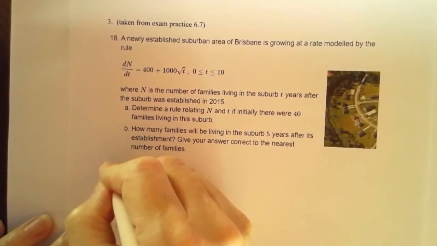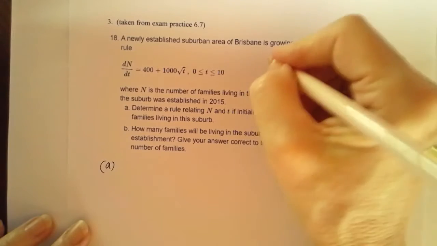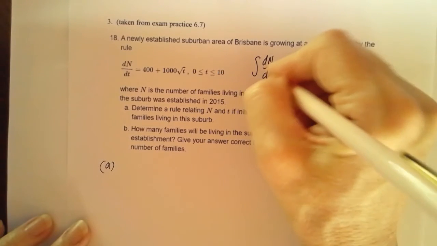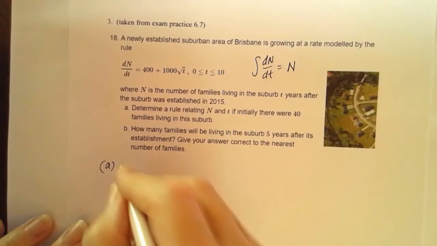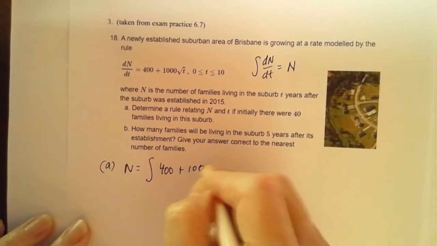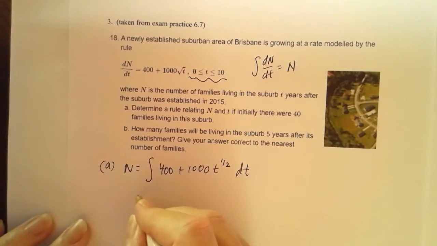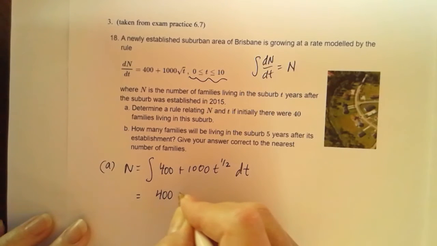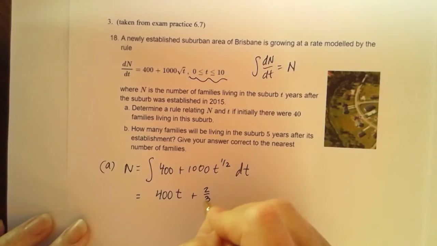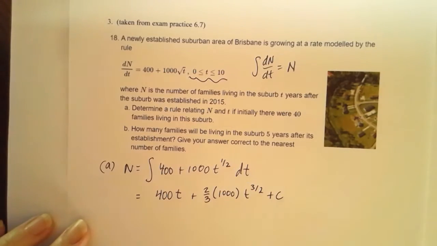So A says, determine a rule relating n to t. So we want to go back. We want to know that the integral of dn/dt is equal to n. So that's what we're going to do. We're going to say n equals the integral of 400 plus 1,000 t to the 1/2, between 0 and 10 years, dt. Okay, this is equal to 400t plus, and I'm going to do this quickly, 2/3 times 1,000 t to the 3/2 plus c. In this problem I need to find c.